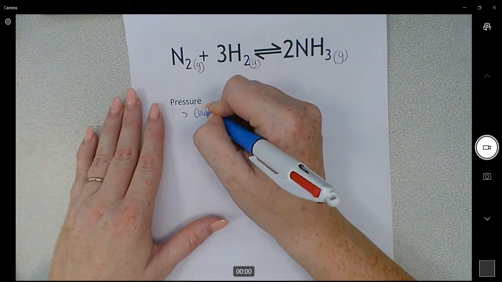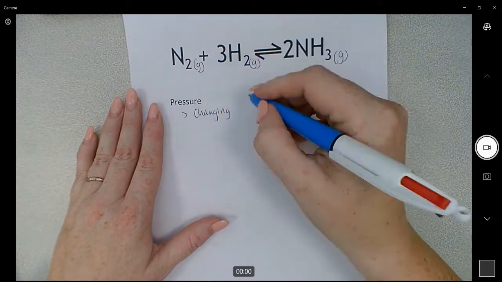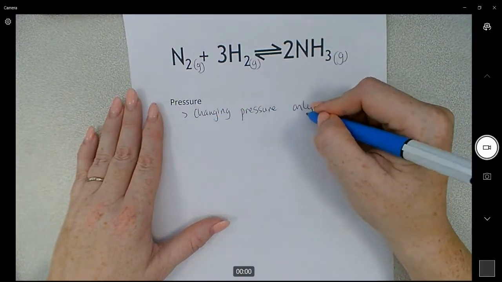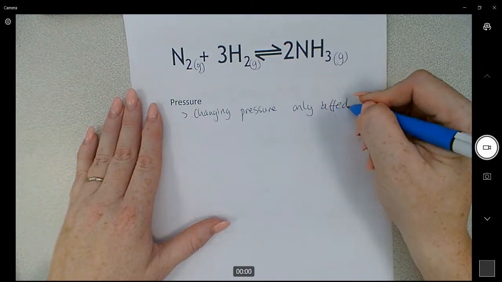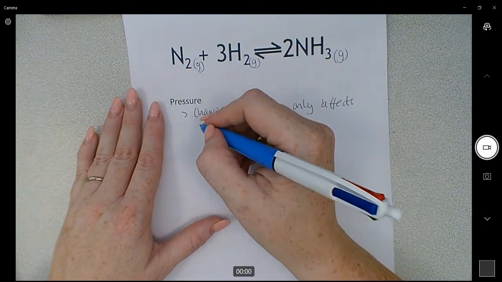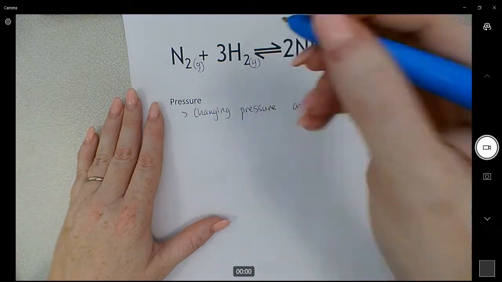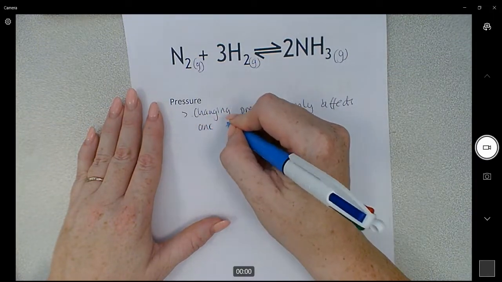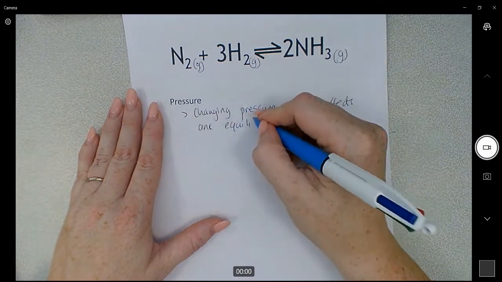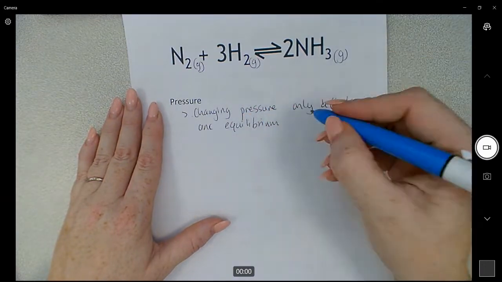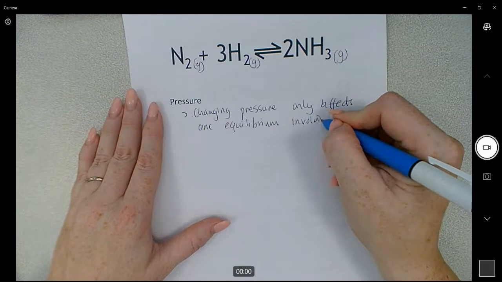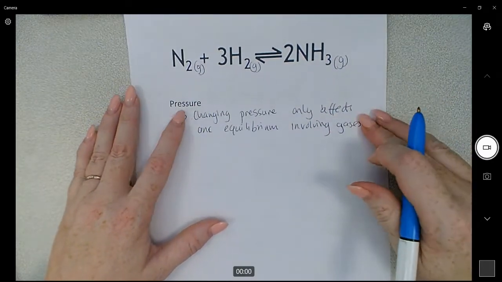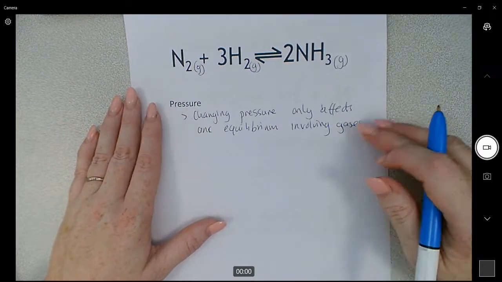So changing the pressure only affects an equilibrium involving gases. And that's why I've picked this reaction. Okay, so pressure's to do with gases in this case.